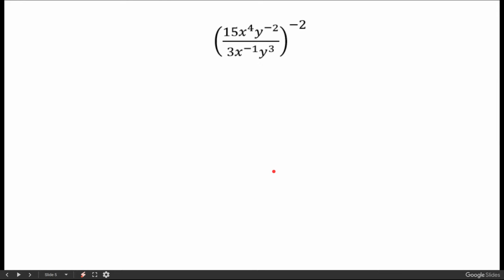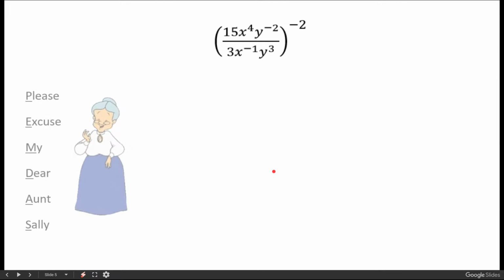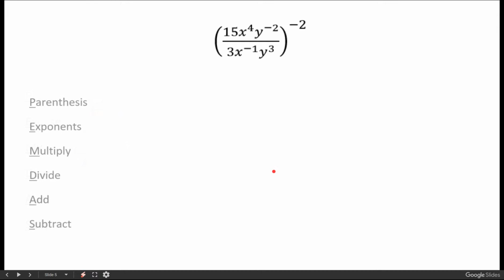So here we go. The first thing that you really have to remember here is order of operations. Remember, please excuse my dear Aunt Sally, or parentheses, exponents, multiply, divide, add, and subtract. So we're going to look at what's inside the parentheses, and we're going to simplify that before we do anything with the exponent on the outside.